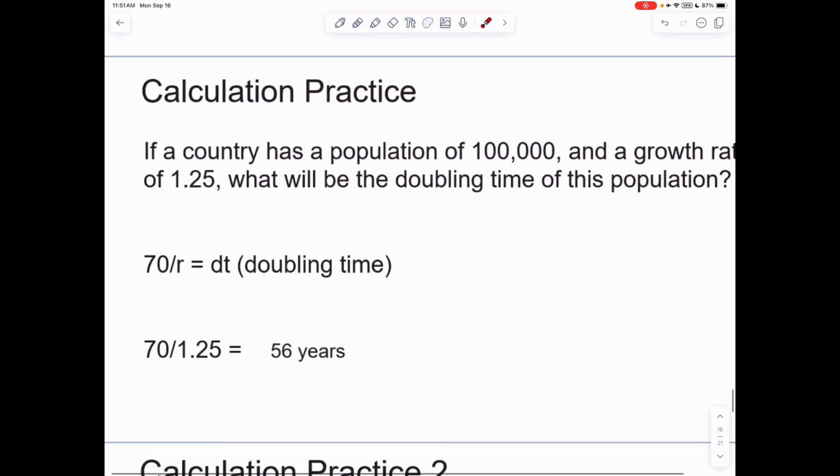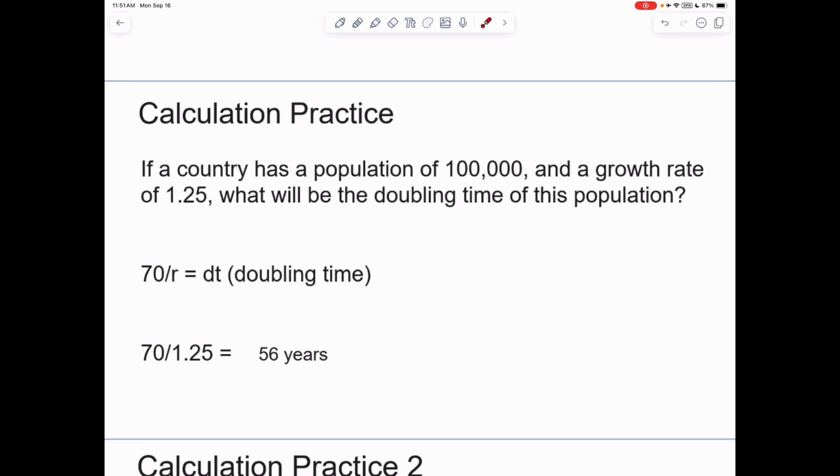All right, let's try one together. If a country has a population of 100,000 and a growth rate of 1.25, what will be the doubling time of this population? Now, if you look at this equation here, the only value you need is R. That's it. So they threw in this 100,000 as a distractor. Not needed at all. All you need is this R value here. So we're going to go 70 divided by 1.25, and that gives us an answer of 56 years.